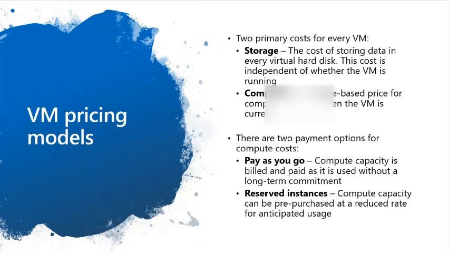You have two payment options, pay as you go and reserved instance. So compute capacity is billed and paid as it is used without a long-term commitment. And then reserved instance is pre-purchased at a reduced rate for anticipated usage. That means you can have up to 70% discount with this.